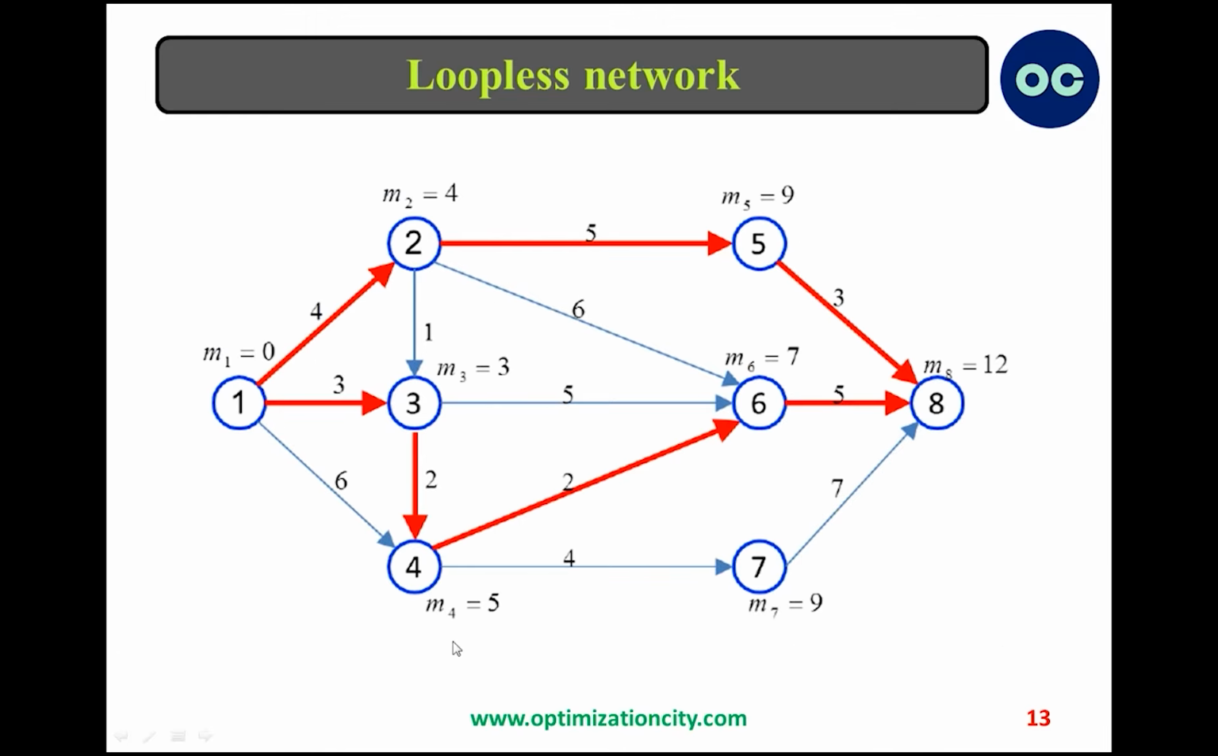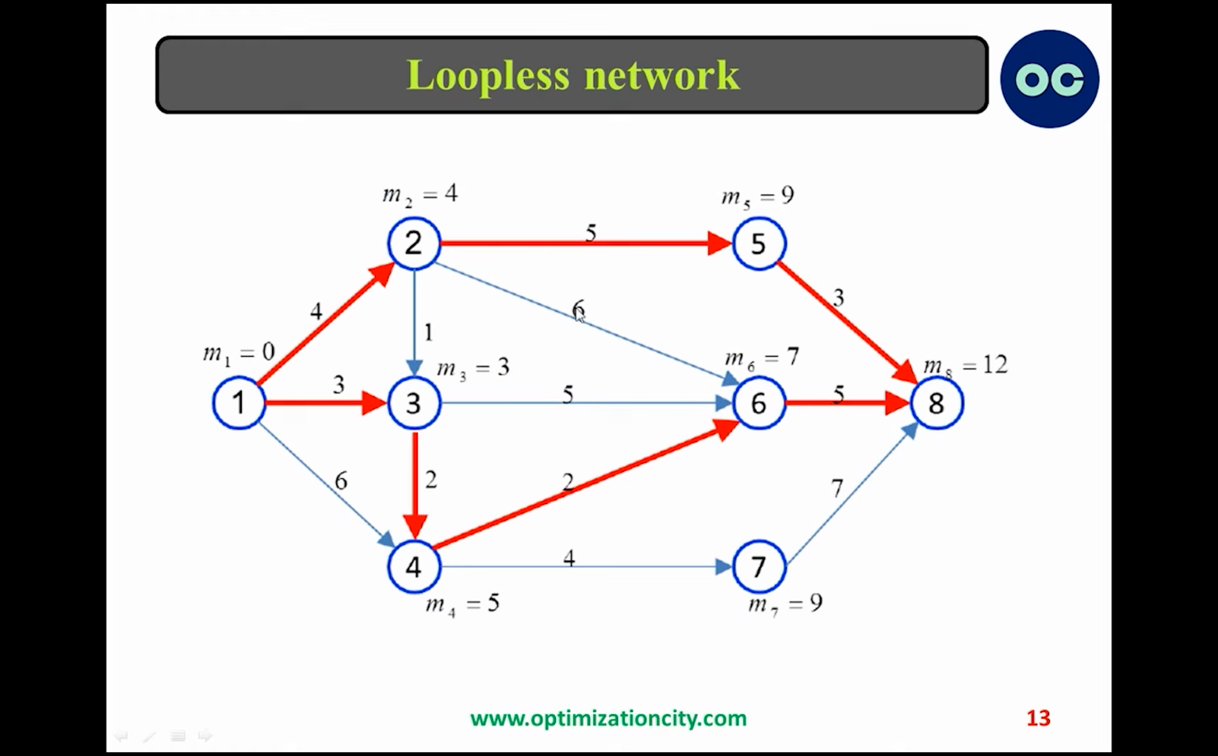This is the shortest path. We have two shortest paths. We start from node 8. 12 minus 3 is equal to 9. So the arc 5, 8 is on the shortest path. 9 minus 5 is equal to 4. So arc 2, 5 is on the shortest path. Here 12 minus 5 is equal to 7. So it's on the path.